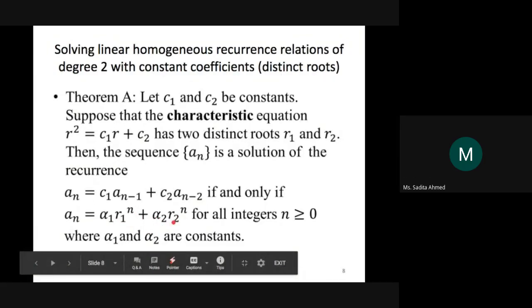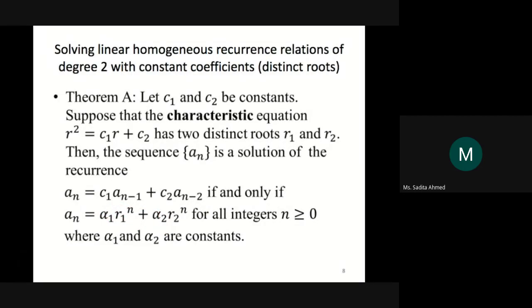How do we do that? By using the initial conditions. That is the significance of the initial conditions. Let's do an example to make it clear. We will use this theorem to solve this recurrence relation. So this is the recurrence relation we have. These are the initial conditions.